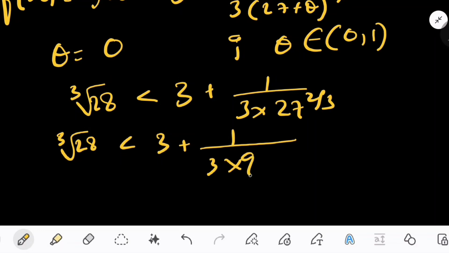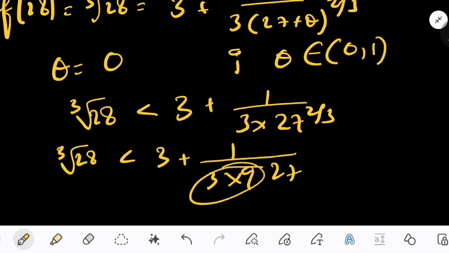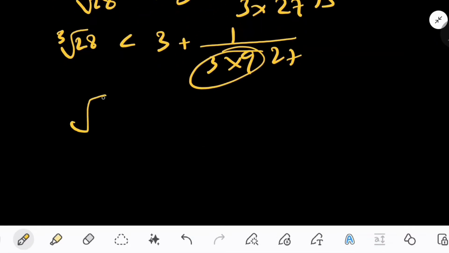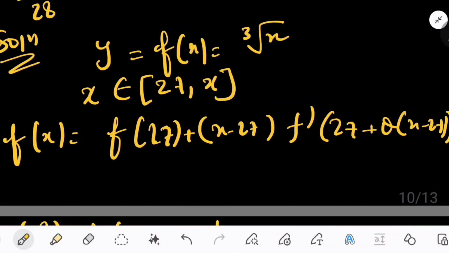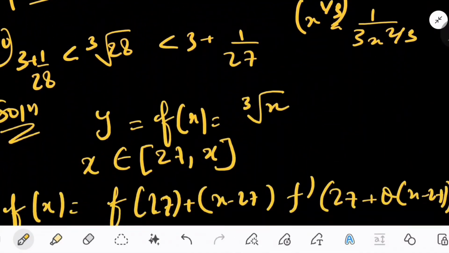Cube root of it is 9, and it was 27. So you proved the first expression, right? Okay. So you get cube root of 28 is less than 3 plus 1 upon 27, right? You proved this thing. Okay. Now what you have to prove? You have to prove that it is greater than 3 plus 1 upon 28.